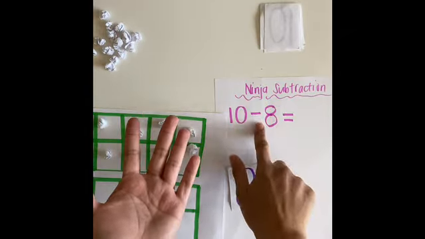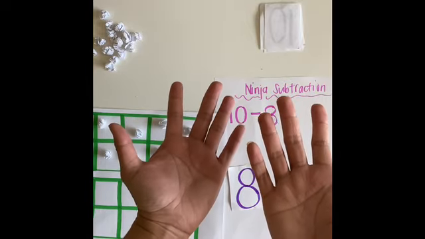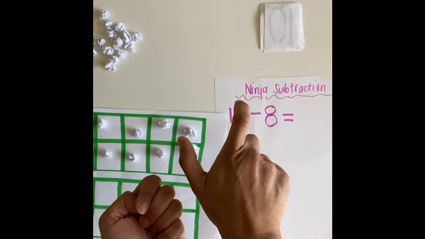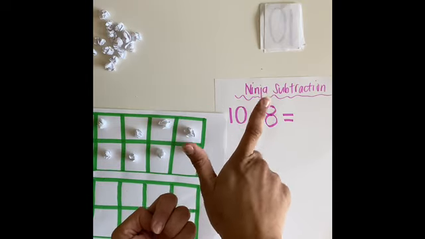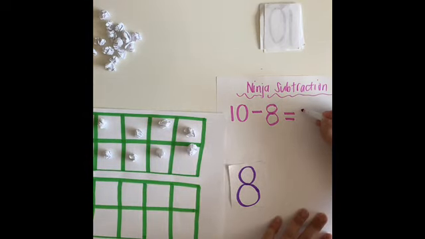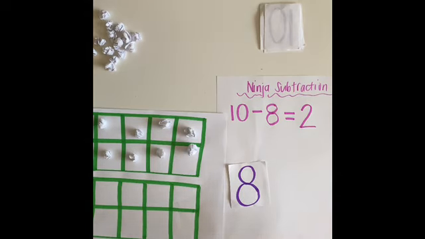And then I know I have to take away 8. So put down 8 fingers. 1, 2, 3, 4, 5, 6, 7, 8. How many do I have left? It's 2. So I'm going to write down the number 2. Draw a candy cane, give it a shoe. That's how you write the number 2.